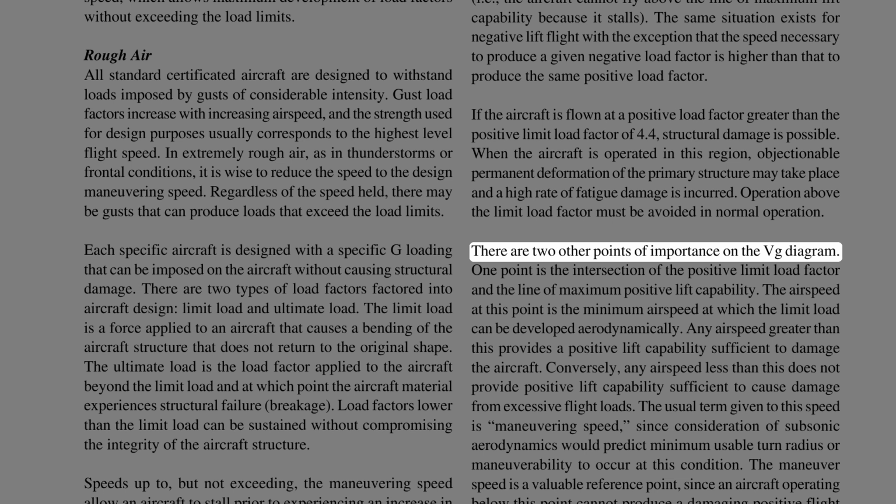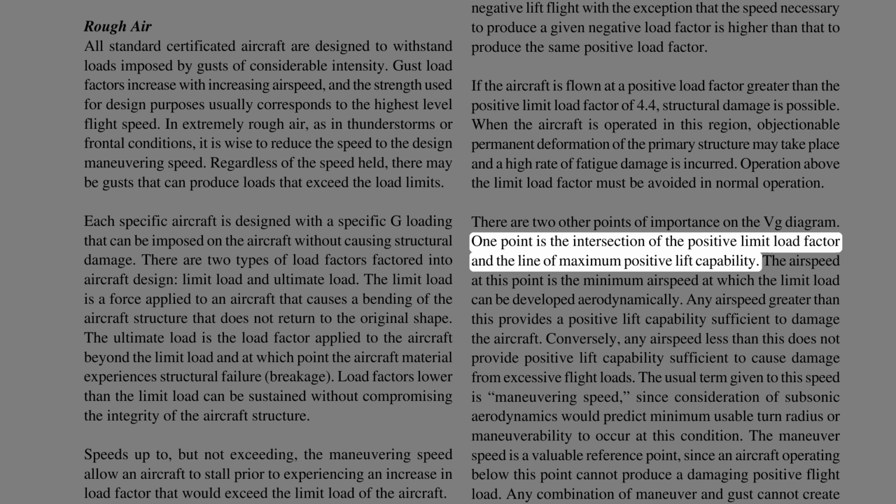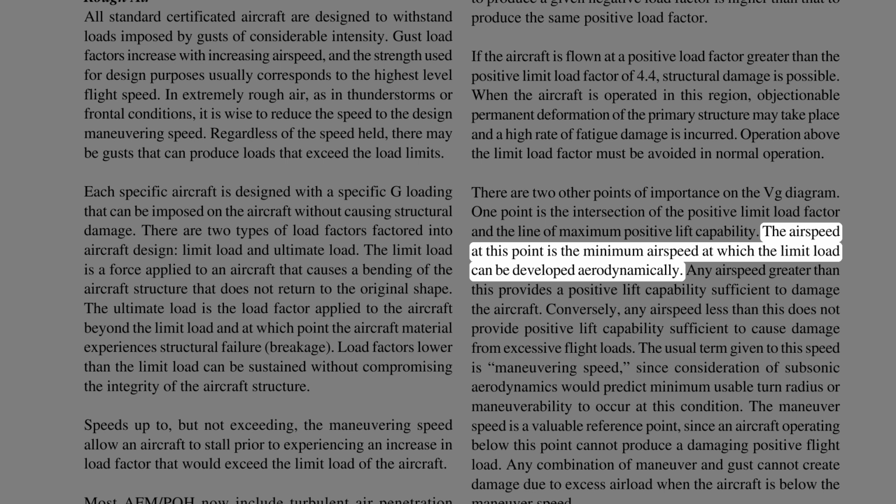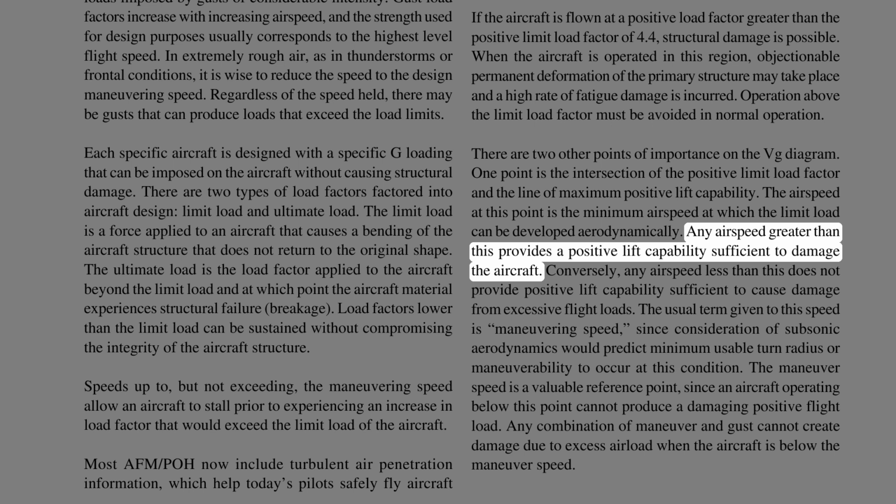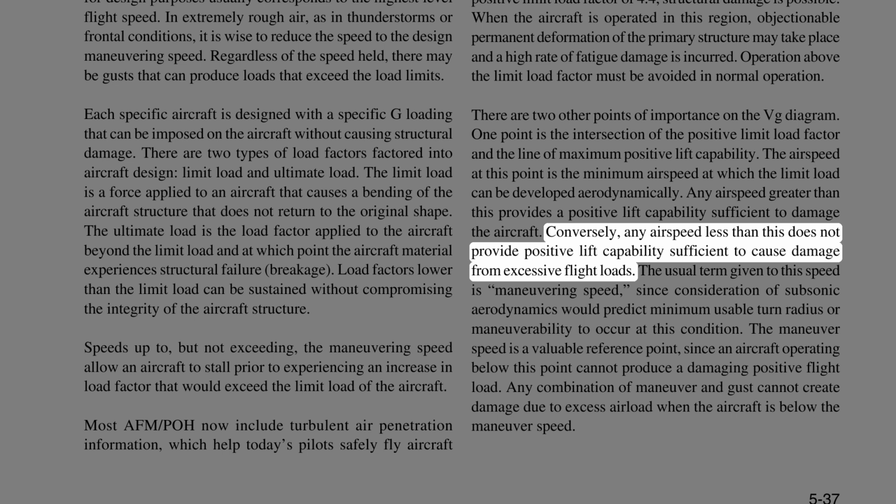There are two other points of importance on the VG diagram. One point is the intersection of the positive limit load factor and the line of maximum positive lift capability. The airspeed at this point is the minimum airspeed at which the limit load can be developed aerodynamically. Any airspeed greater than this provides a positive lift capability sufficient to damage the aircraft. Conversely, any airspeed less than this does not provide positive lift capability sufficient to cause damage from excessive flight loads.